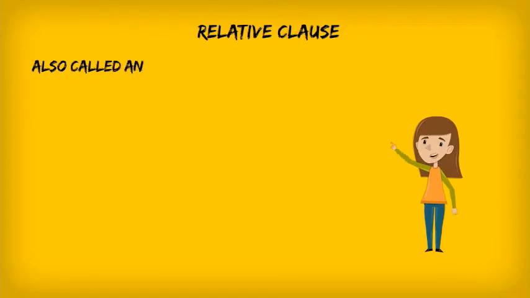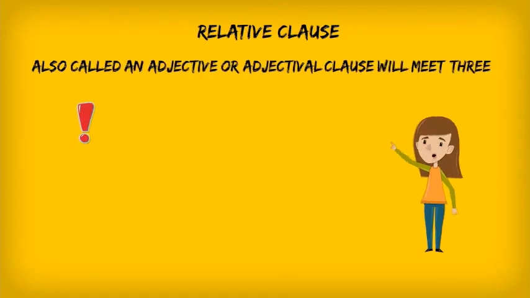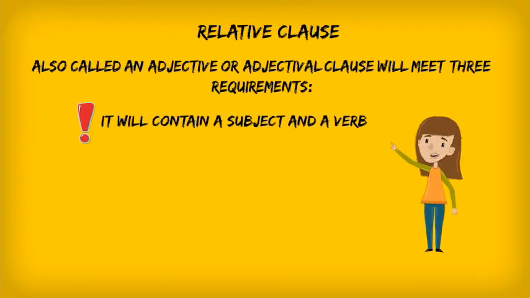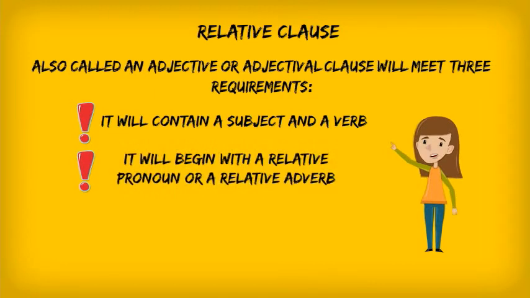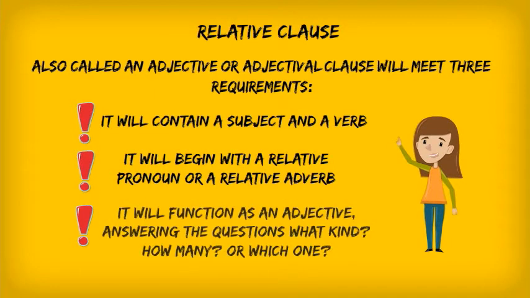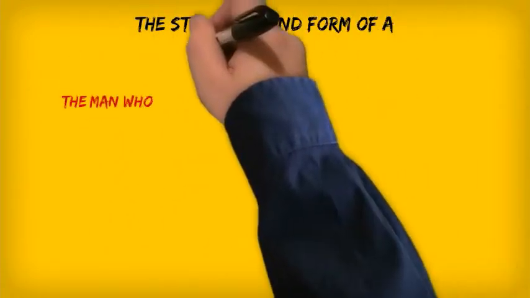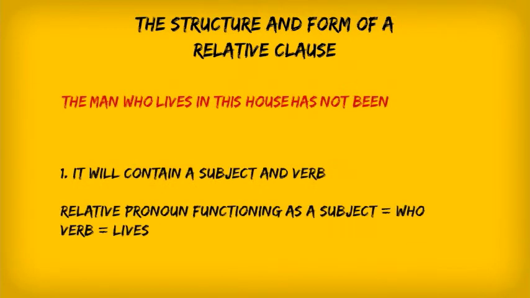A relative clause, also called an adjective clause, will meet three requirements. The structure and form of a relative clause. Number 1. It will contain a subject and verb. Relative pronoun function with a subject who, verb lives.